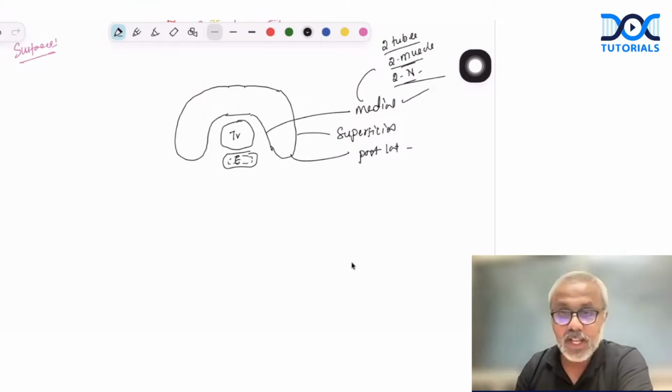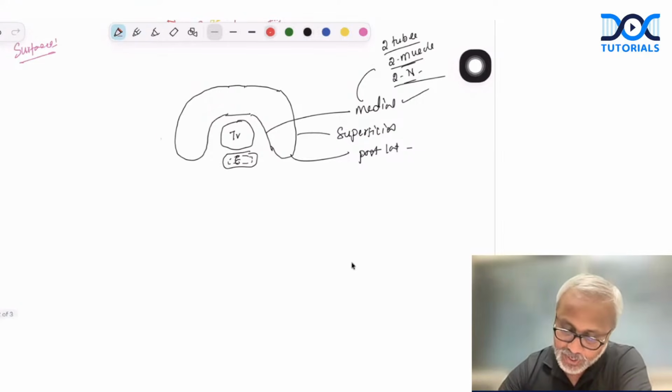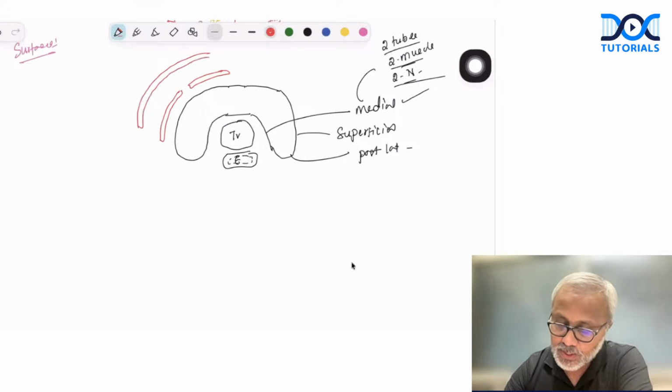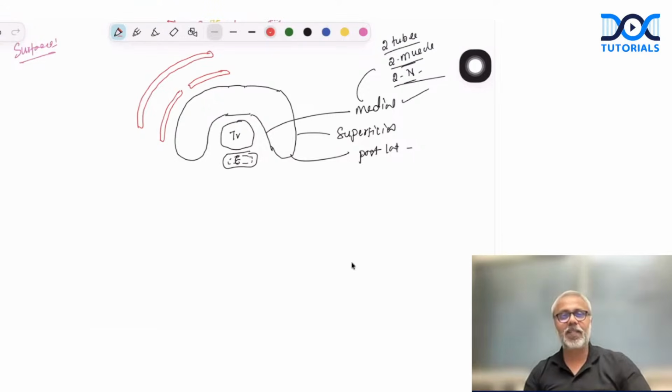Right? Then the superficial surface. This is related to, let's imagine, we have the sternothyroid, then we have the superior belly of omohyoid, then we have one more muscle here, which is the sternocleidomastoid.